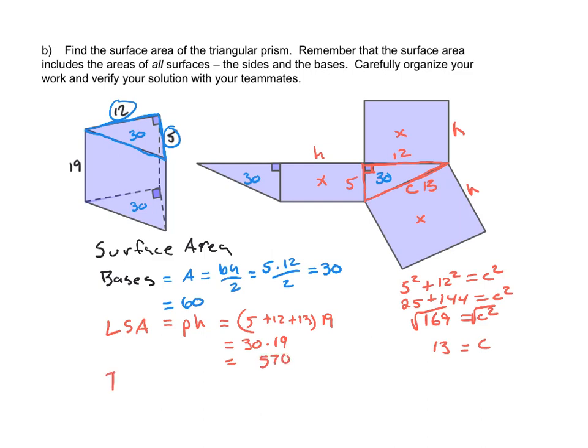So to find the total surface area, you're going to add the area of the bases, which is 60, plus the lateral surface area, which is 570, and that will give you a total of 630 units squared.